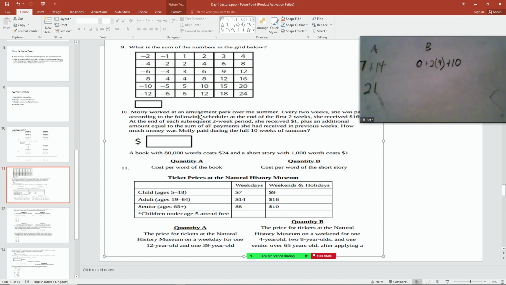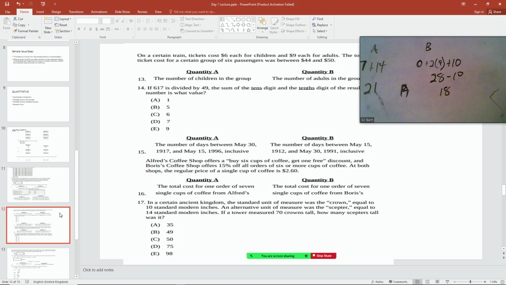The question is that after applying a coupon of $10, their total is 18 plus 10, that will give us 28. Because they applied a coupon of $10, 28 minus 10 gives us 18. So in this case, quantity A is greater. Moving on to question 13.